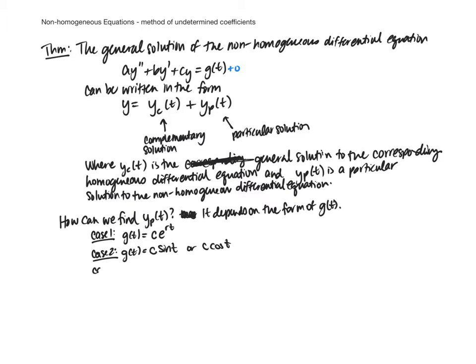Case 3, say it's some product of these two kinds of things: CE to the RT sine T or CE to the RT cosine T. Case 4, let's say G of T is some polynomial. Okay, so we'll talk about these different cases.